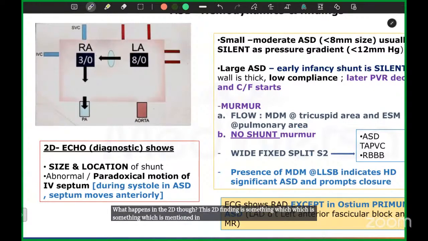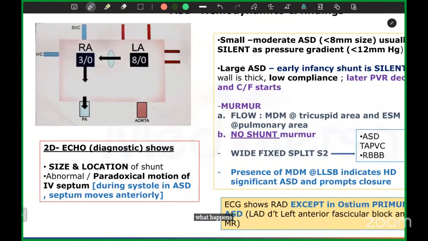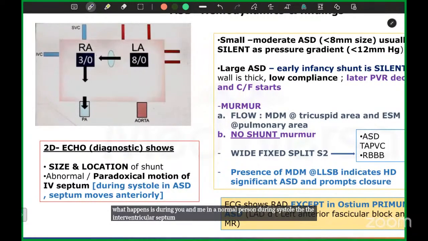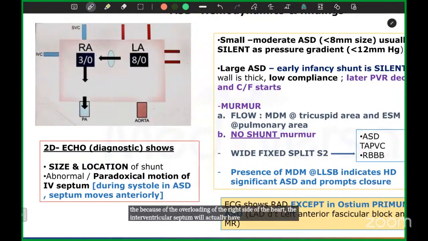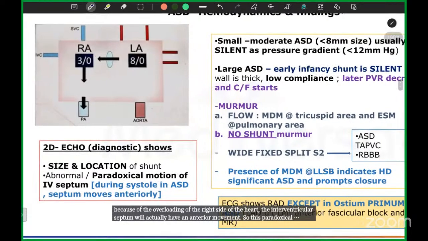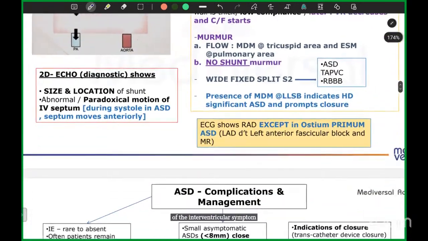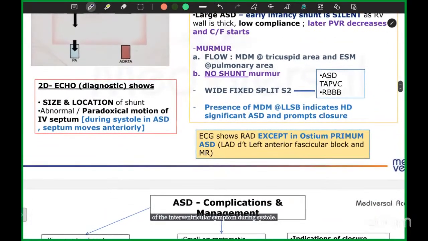What happens in the 2D? This 2D finding is something which is mentioned in Nelson, which I really wanted to pick up. It says it's a paradoxical motion of the interventricular septum. In a normal person, during systole, the interventricular septum usually moves posteriorly, but in an ASD, because of the overloading of the right side of the heart, the interventricular septum will actually have an anterior movement.